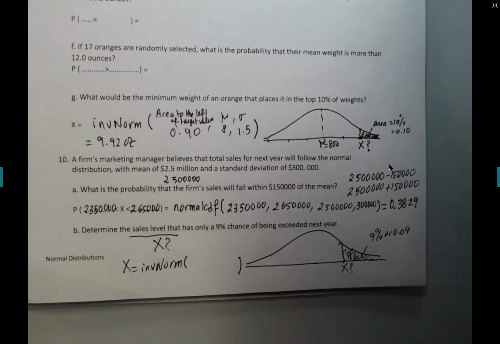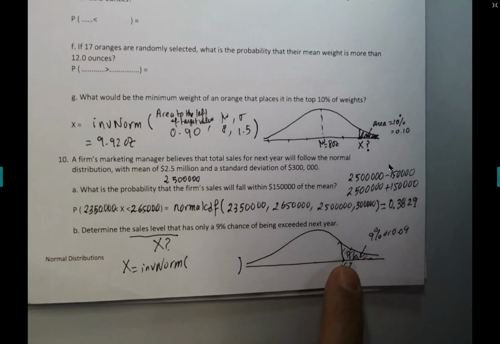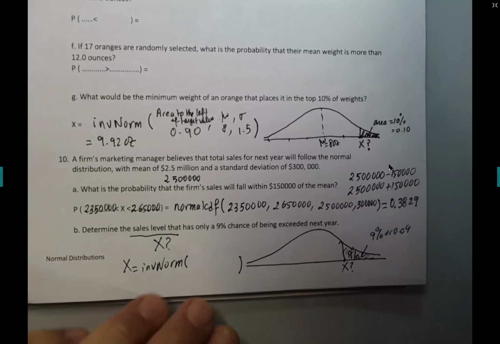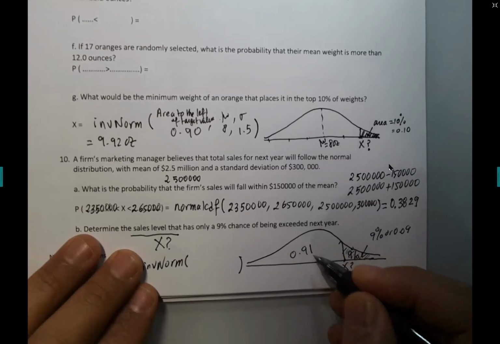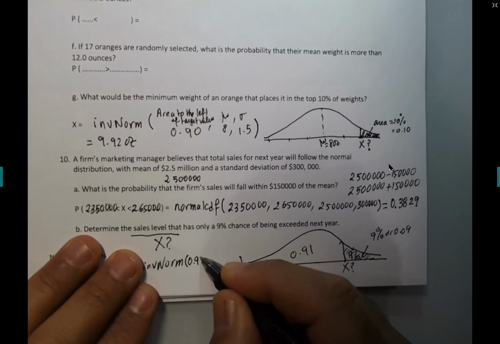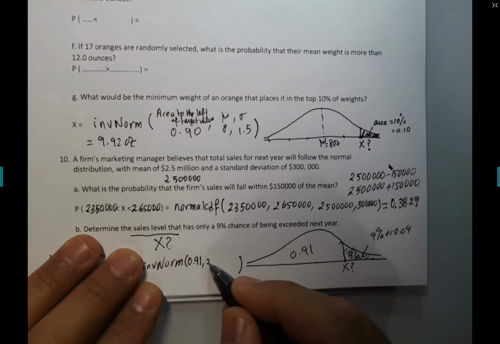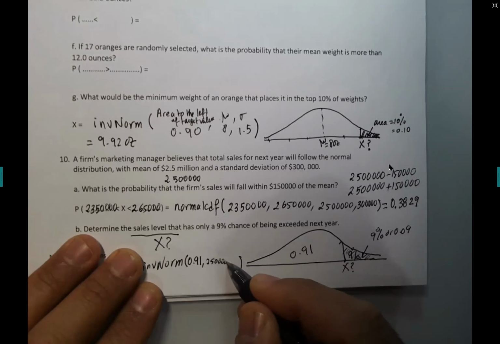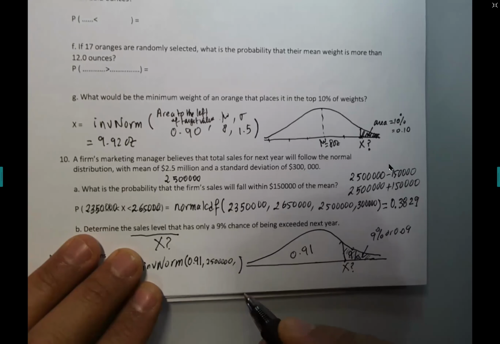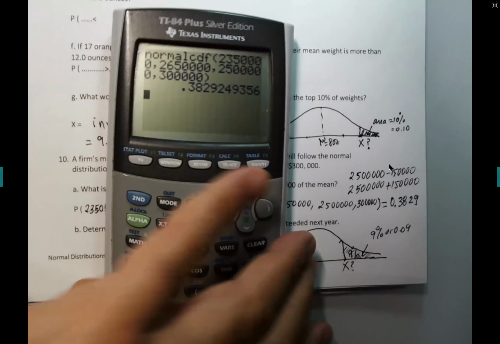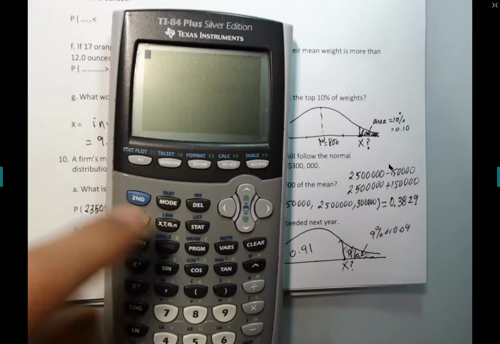Okay. The formula requires, again, the area to the left, guys. He gave you a top 9% here. We need the area to the left, which is 0.91. You subtract it from 100%. And then you put the mean, which is 2,500,000. Then you put the standard deviation, which is 300,000. And let's do this and see what the amount of sales is.